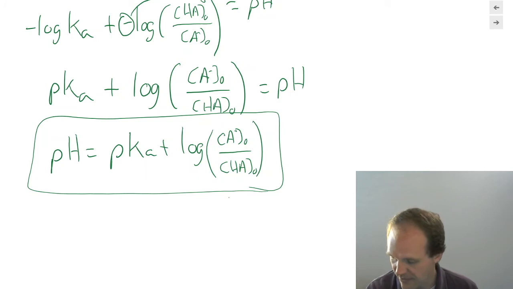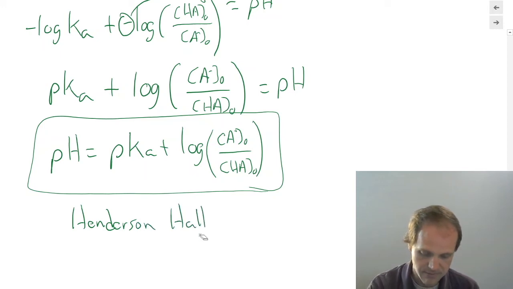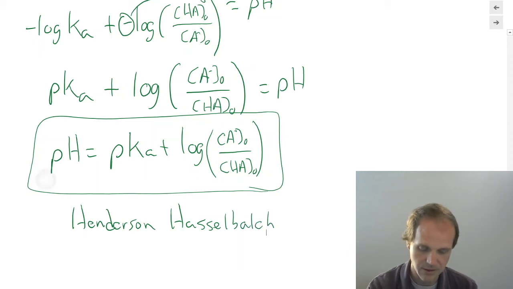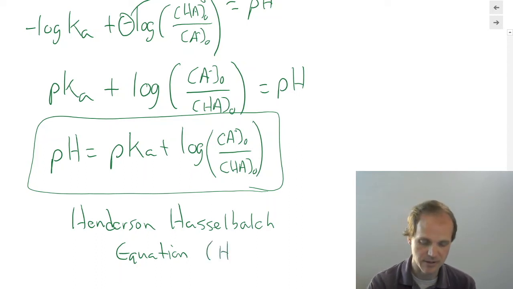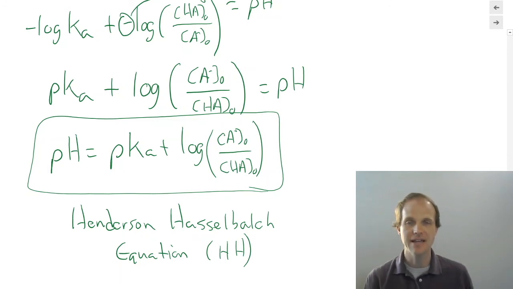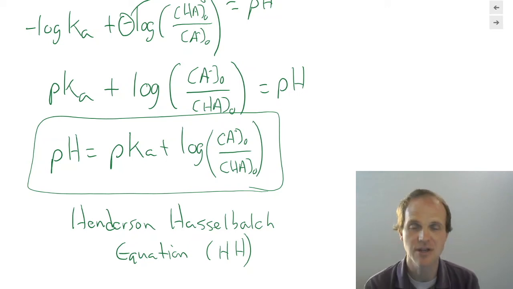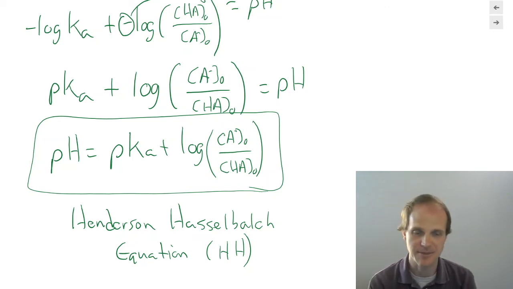And this, my friends, is called the Henderson Hasselbalch equation, which is a mouthful, the Henderson Hasselbalch equation, and so a lot of people will call it the HH equation. Right? The Henderson Hasselbalch equation is a way of calculating the pH of a buffer solution without having to do the ice table, because you did the ice table when you derived the Henderson Hasselbalch equation.